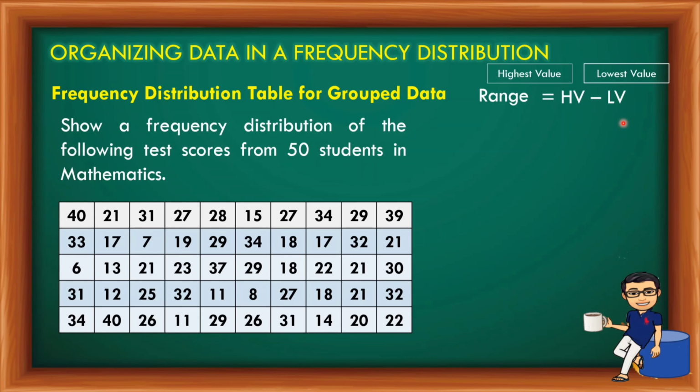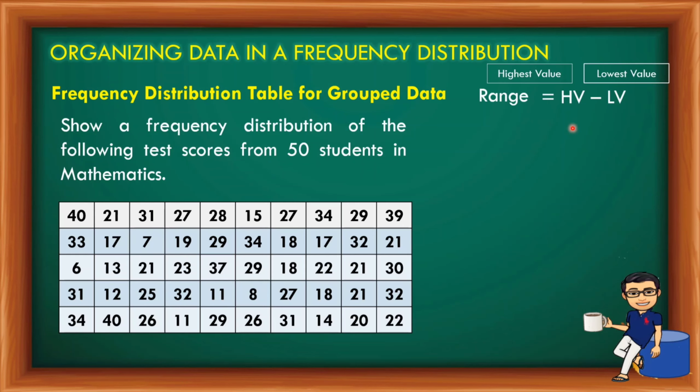So check natin sa ating table or sa scores ng mga estudyante kung ano ang highest value or the highest score. So, base sa information, ito may 40 tayo dito. Check natin. May mas mataas pa ba sa 40? Check natin. Okay, so 40 din. So, 40 yung highest value natin. That means to say, 40 yung ipapalit natin dito.